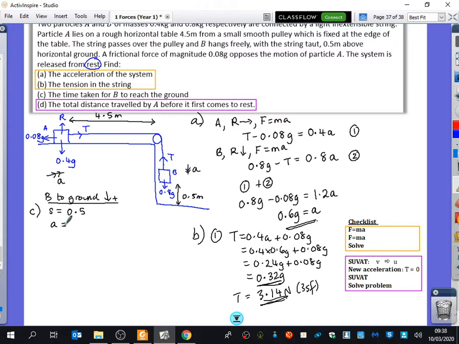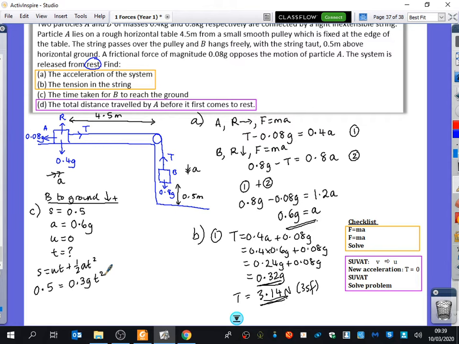What's its acceleration? 0.6g, that we got from over here because we knew that's what its acceleration was. And we know that it started from rest. And we want to find out what the time is for it to reach the ground. So we know that s equals ut plus a half at squared. So 0.5 equals, well, that disappears. You just get a half of a, which is 0.3g t squared.